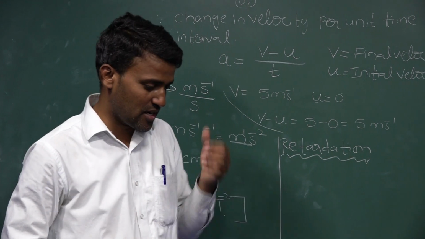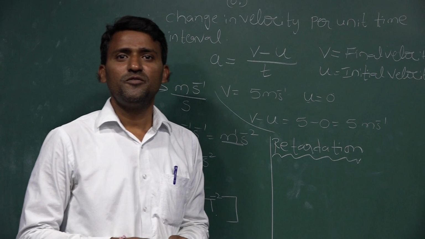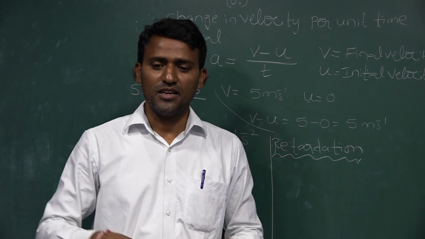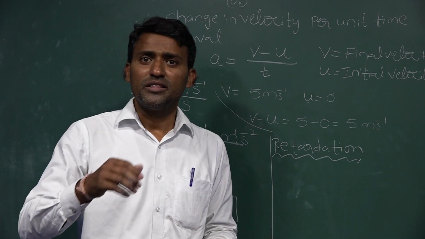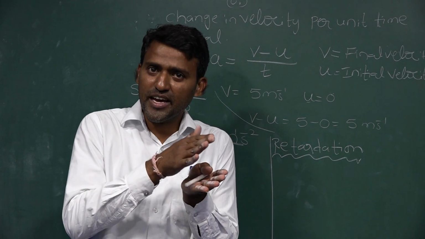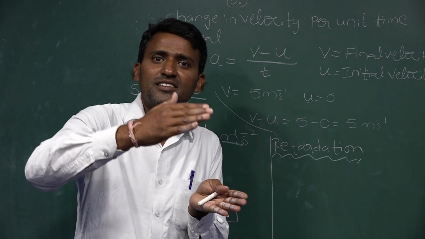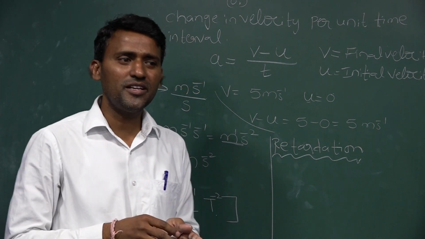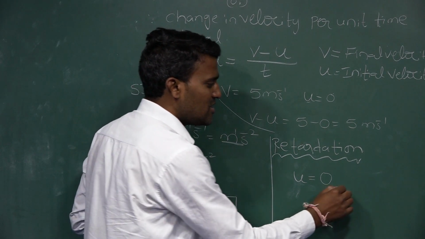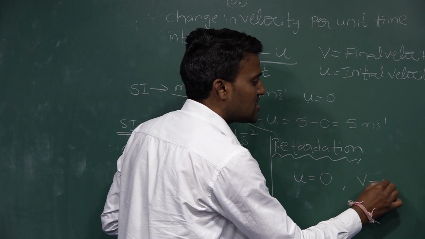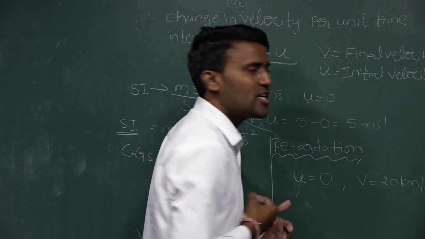For your understanding, I will give one example here. If anyone is going somewhere, they start by vehicle, for example by car. Their velocity gradually increases because they are initially at rest. So the vehicle speed is gradually increasing. Initially u, the initial velocity, is 0. After time t, the final velocity, I am writing, is 20 kilometer per second.